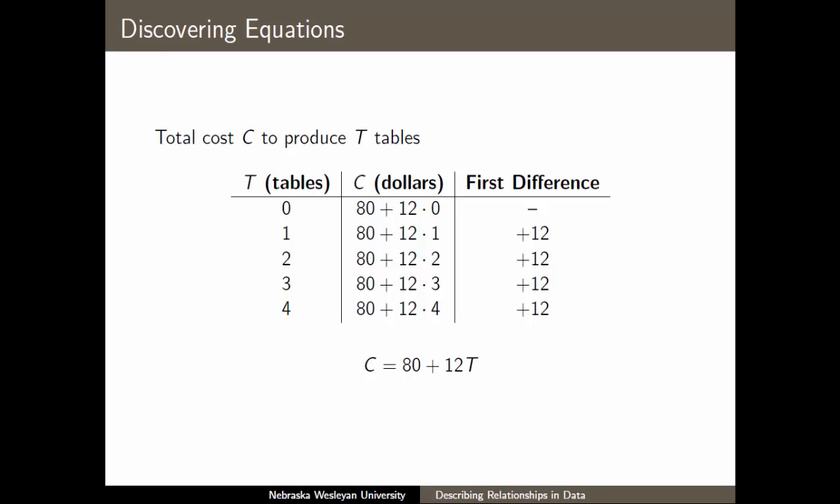The cost in producing the tables is equal to the $80 in fixed costs that we must pay no matter what, plus $12 for each table that we produce.